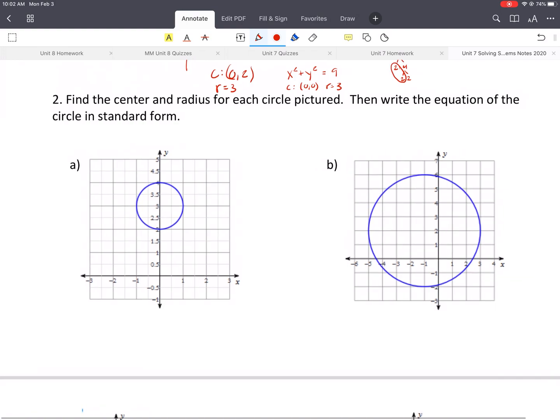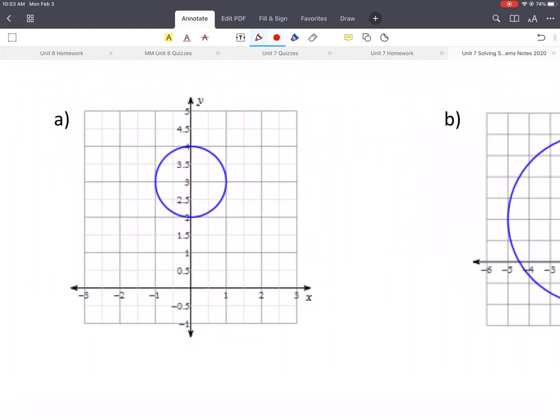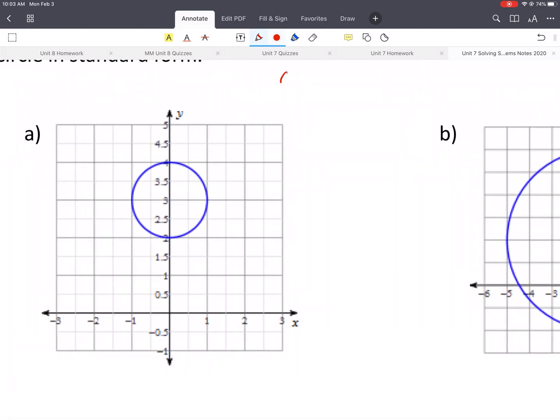All right, so next, they also want us to be able to find the center and radius of a circle given a graph. Then it says to write the equation of the circle in standard form. So we want to first find the center. The center would just be the center of the circle. So here it would be (0, 3).